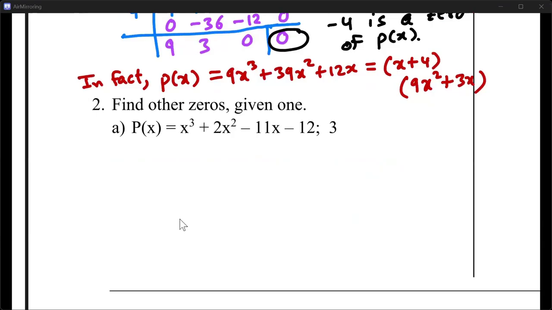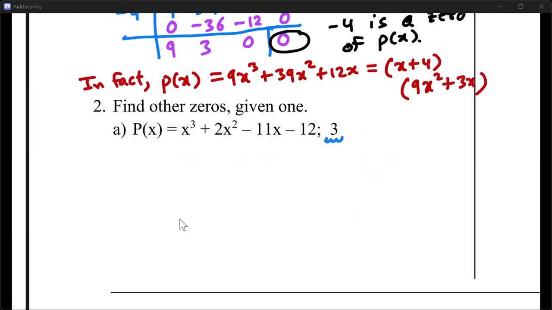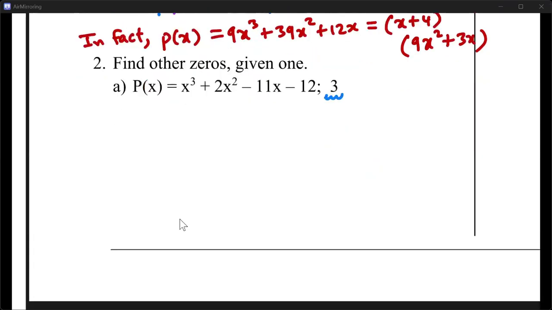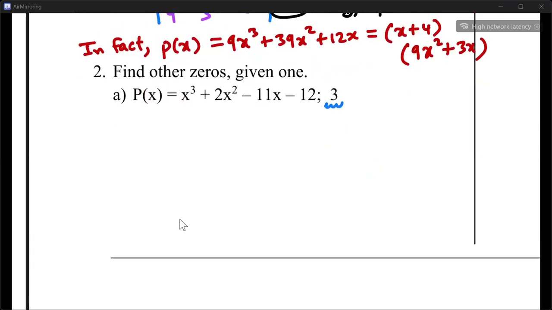Moving on. Find other zeros given 1. So 1 zero of that polynomial is given to you. You need to find the other zeros. Let us see. It's all synthetic division again and again, so you are getting good practice here. You should do it first by yourself and then check with me.